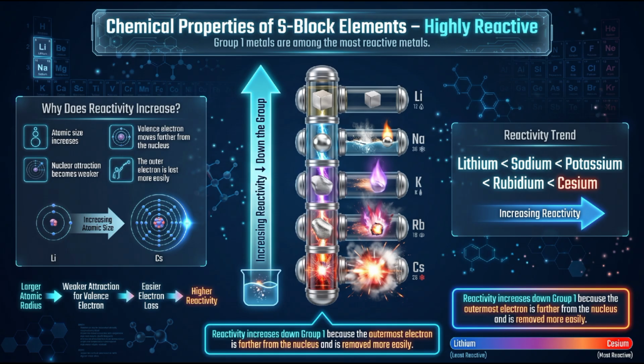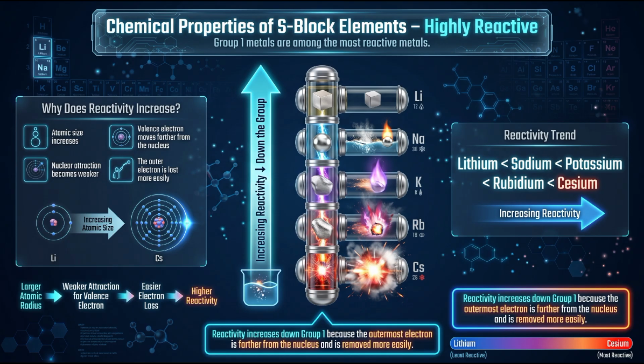Another important factor is the shielding effect. Between the nucleus and the outermost electron are several inner electron shells. These inner electrons partially block or shield the positive charge of the nucleus. As more electron shells are added down the group, the shielding effect becomes stronger. The outermost electron therefore experiences an even weaker effective nuclear attraction. The image summarizes this by stating that nuclear attraction becomes weaker. The weakening of nuclear attraction means that the outermost electron is no longer held tightly. Consequently, the atom can lose this electron more easily during a chemical reaction.